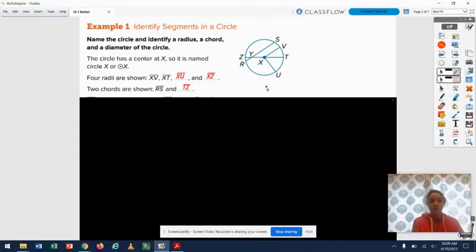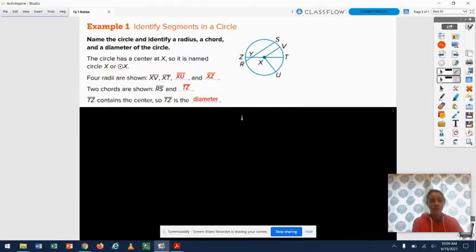There are 2 chords in this example. RS is a chord, and then also ZT. Remember, chords are just touching from the edges. And then last, TZ would be the diameter since it goes from edge to edge and passes through the center.